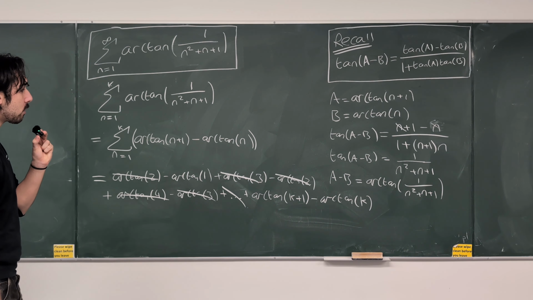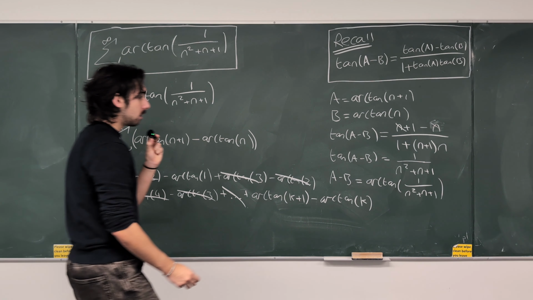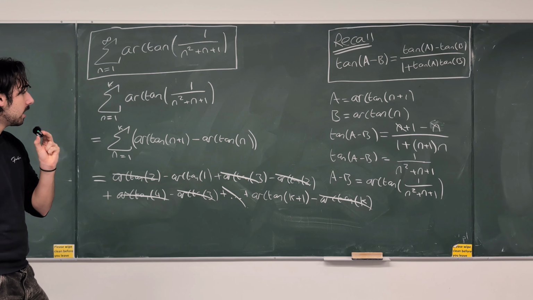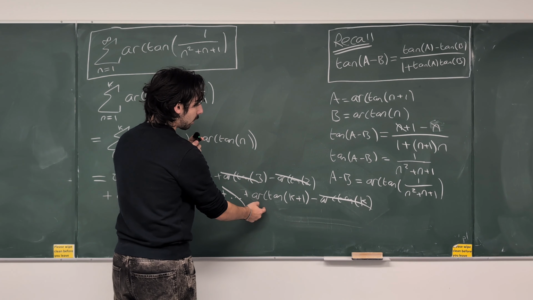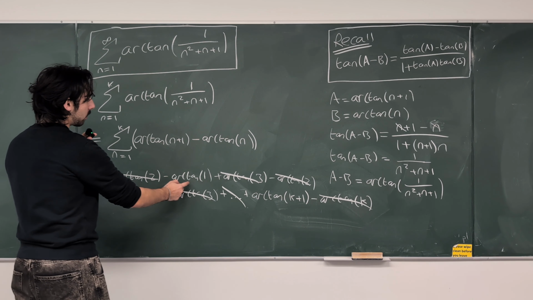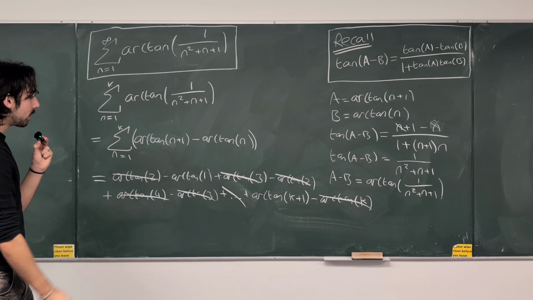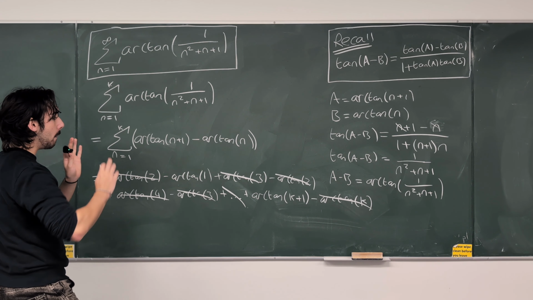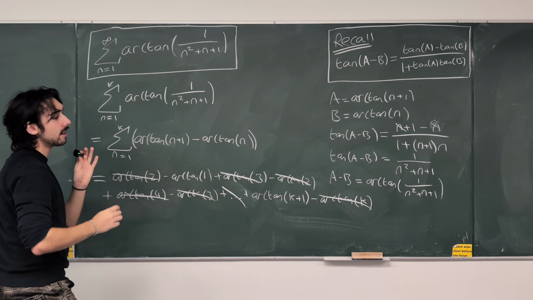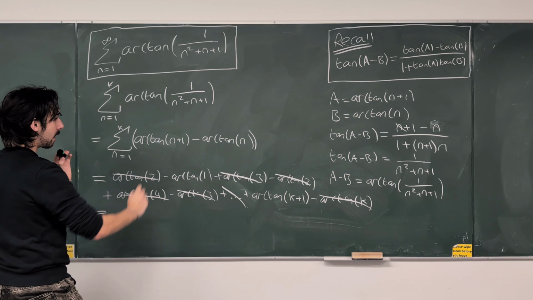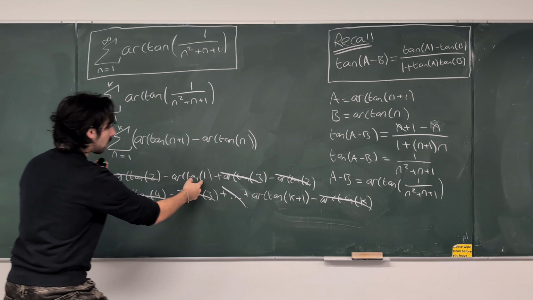And basically everything is going to get cancelled out, including this minus arctan of k. That's going to get cancelled out with the previous term. We're going to see that nothing will cancel out with arctan of k plus 1, and there's nothing to cancel out with arctan of 1. So what we do get left over with, and of course the way that I've displayed it is not amazing for showing the cancellations, but obviously try it yourself if you don't believe me. But what you will get left over with is minus arctan of 1.